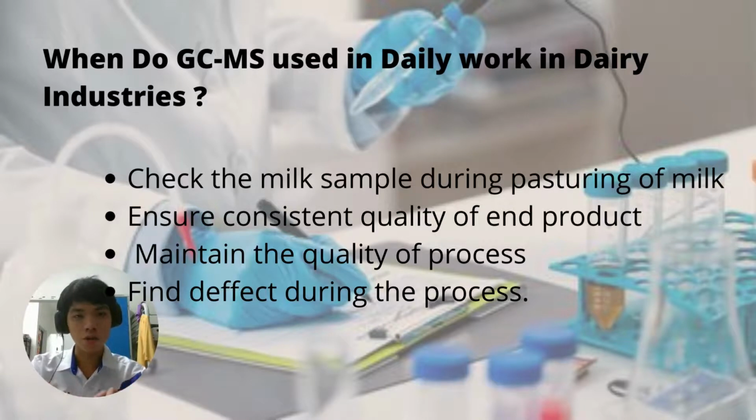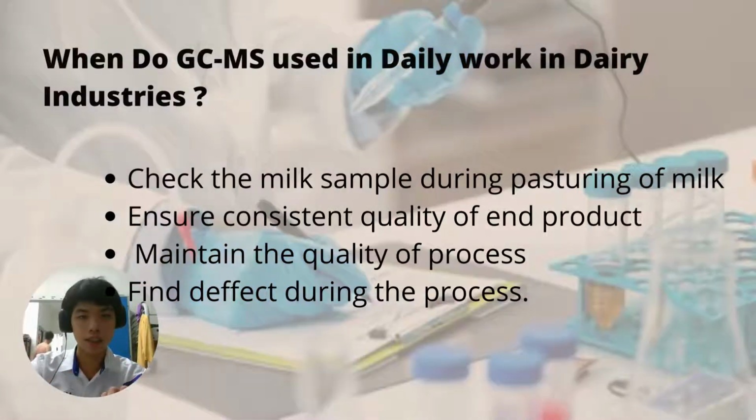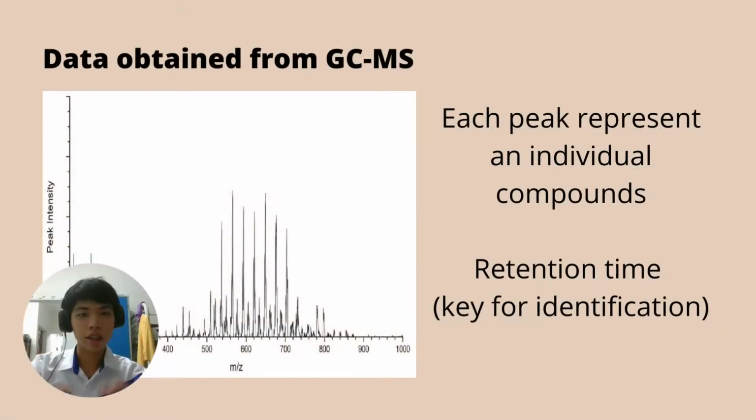Then it is also used to ensure consistent quality. We don't want the quality to become fractured, so it is important to use the GCMS to know the quality of the process and find where defects occur in the process, so we can prevent and cure the defect in the process. This is the data we obtain from the GCMS.